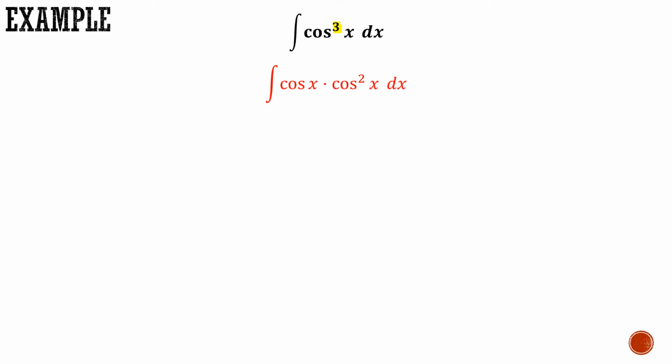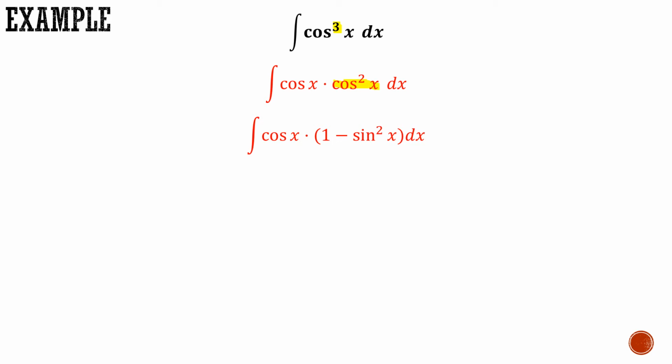Now this cosine squared, I basically want to change. Whatever you set aside, we set aside one cosine, you want the rest of it to be in terms of sine. So you kind of want to have opposite trig functions. If I set aside a sine, then I'd want the rest to be cosine and vice versa. So I'm going to use the Pythagorean identity to change this cosine squared x to be in terms of sine. So I'm going to have the integral of cosine x times 1 minus sine squared x dx.